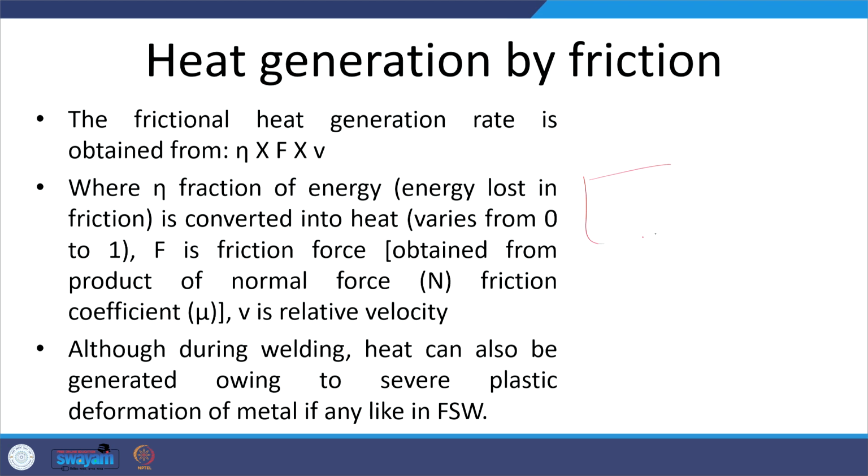In the case of friction welding, where one component is fixed and another is moved, say this can be linear motion or reciprocating motion, the heat generation rate under friction conditions is governed by eta times F times V, where eta is the fraction of the energy that is converted into heat, which can vary from say 50, 60, 70%. F is the friction force obtained from the product of the normal force and the friction coefficient, and V is the relative velocity.